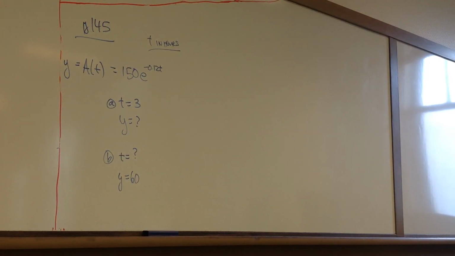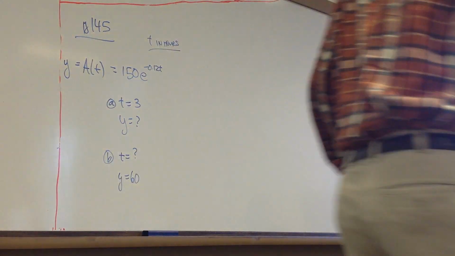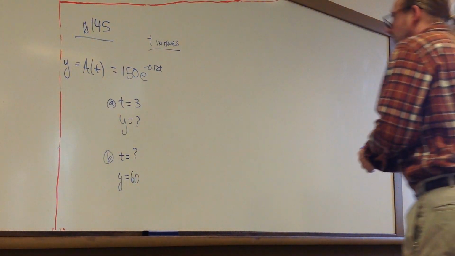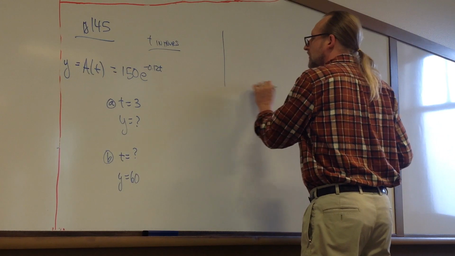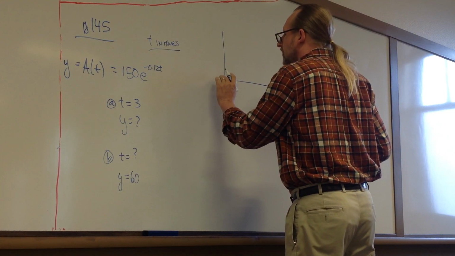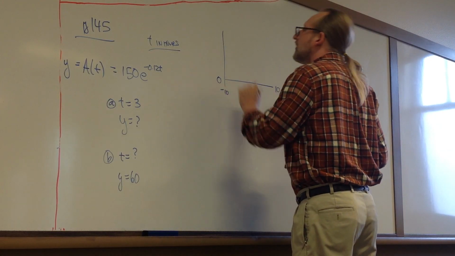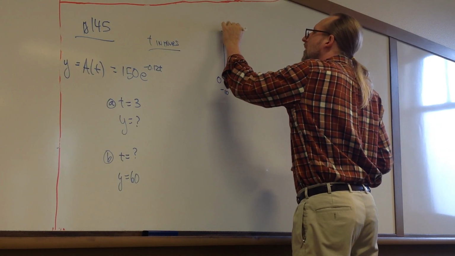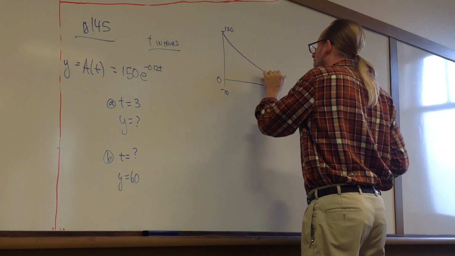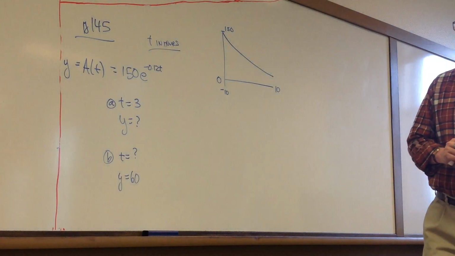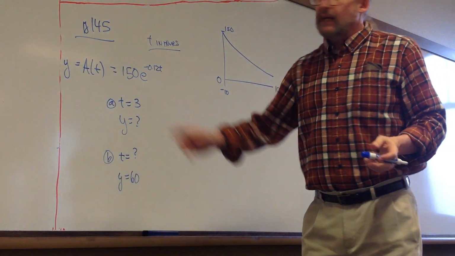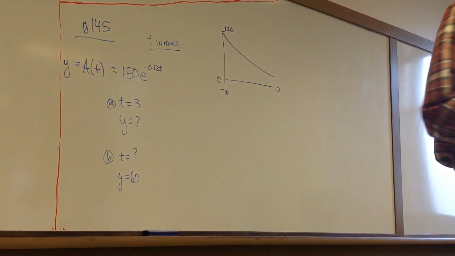All right, so now we've got an idea for how to put this on the calculator. So let's sketch this curve, and then we'll talk about how to answer these questions. So here's our window. This x goes from 0 out to 10, and the y goes from negative 10 up to 150. And then our curve is doing something like that. So we want to know the answer to the question, what is y when t equals 3?